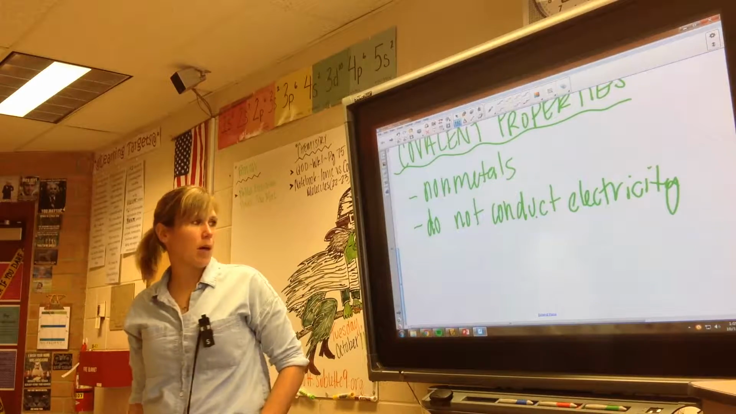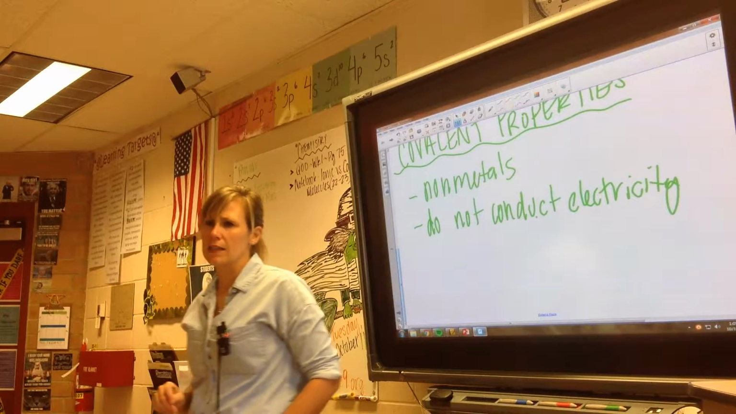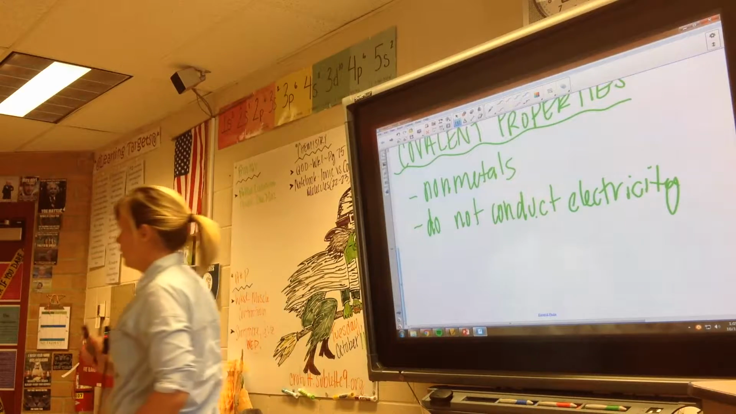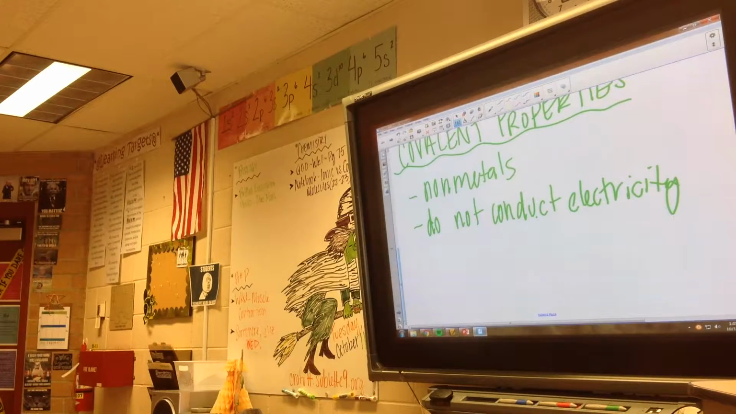So in the lab tomorrow, you will have several different substances, and you will take this little piece of equipment over here. It has a light bulb. We'll plug it in, so electricity will be supplied to it, but it won't be conducting electricity because this is what we call an open circuit.